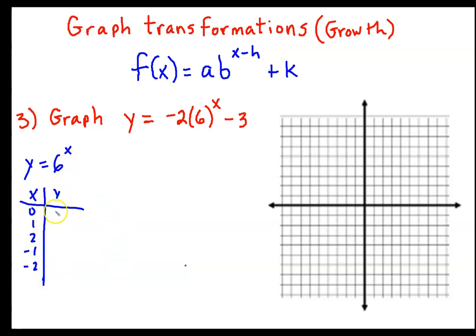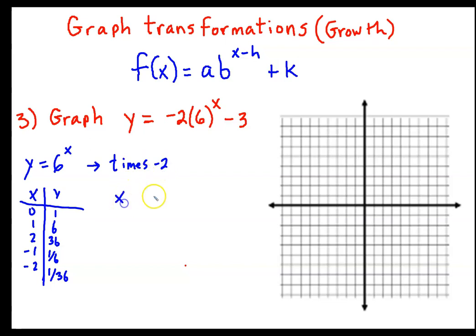6 to the 0 is 1. 6 to the first is 6. 6 to the second is 36. 6 to the negative 1 is 1/6. 6 to the negative 2 is 1/36. Okay, now my next table, as I work my way through this progression and I do the transformation rules, is I do times negative 2.